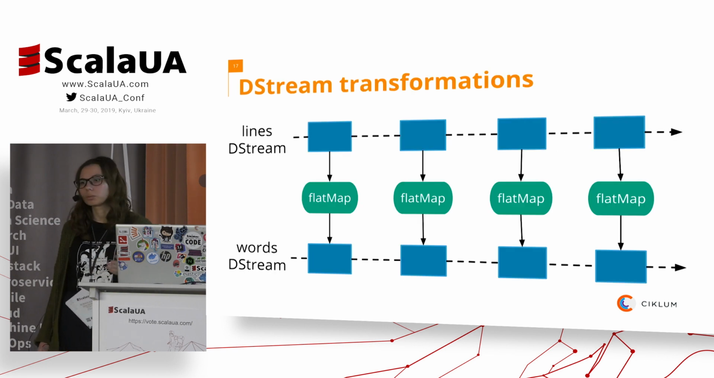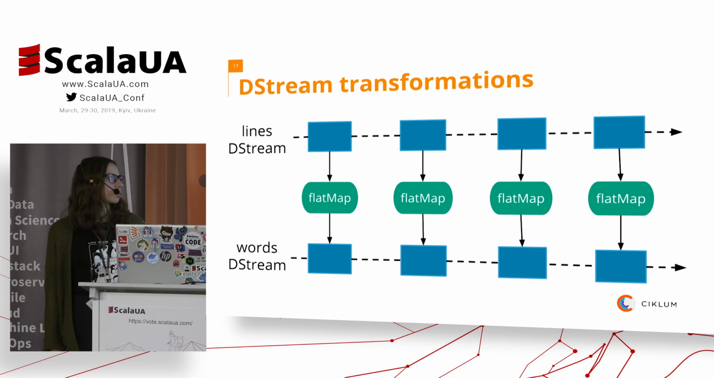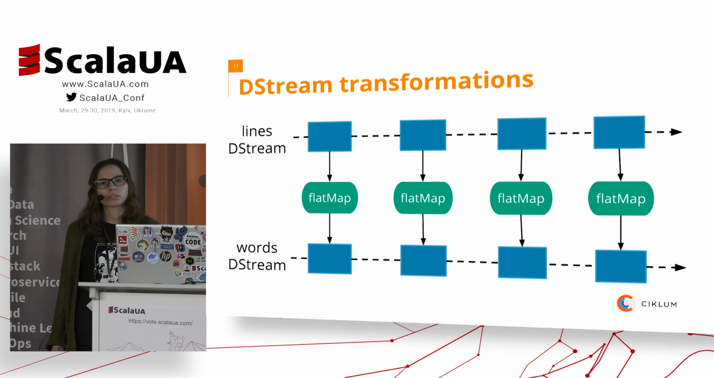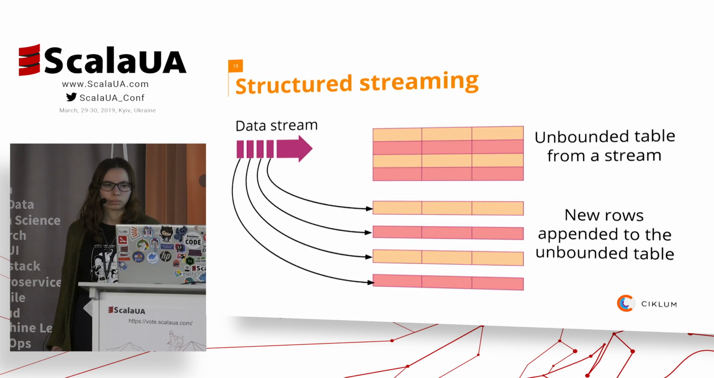We can perform multiple transformations on the DStream. It can be map, flatMap, but the main point is that after each operation, we get a microbatch in a stream. So the resulting stream consists of these microbatches, which are results of each operation. You can see here that we have a lines DStream, and after flatMap, we get a words DStream.